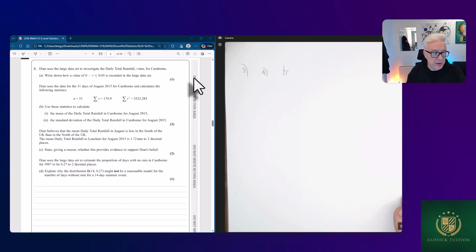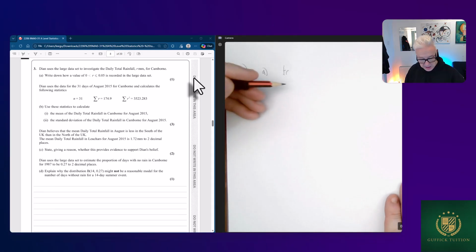Now it says Yv uses the large data set for 31 days of August 2015 for Camborne and calculates the following statistics. n is 31, sigma R is 174.9, sigma R squared is 3523.283. Use these statistics to calculate the mean of the daily total rainfall for Camborne for August in 2015.